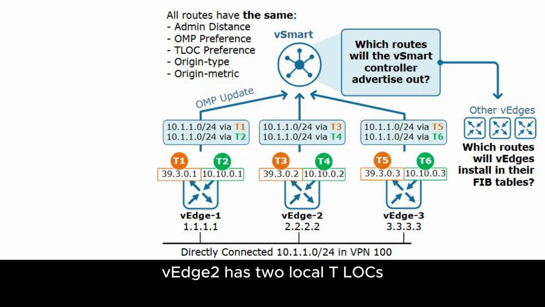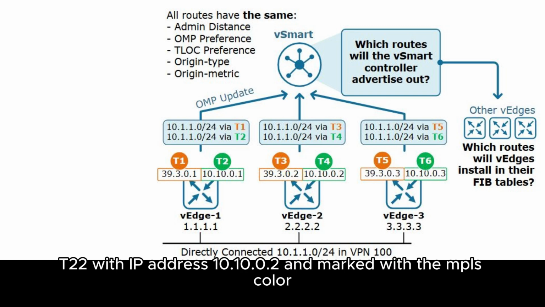vEdge 2 has 2 local TLOCs. T21 with IP address 39.3.0.2 and marked with the biz internet color. T22 with IP address 10.10.0.2 and marked with the mpls color.